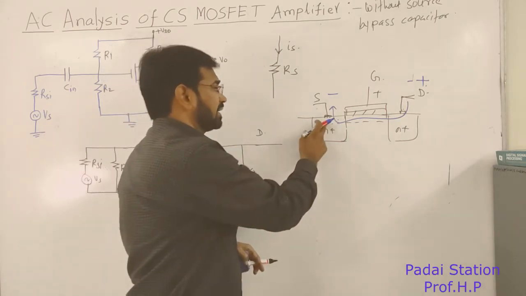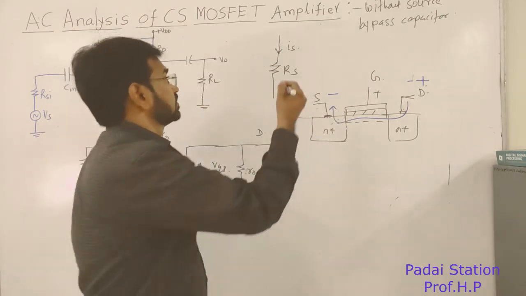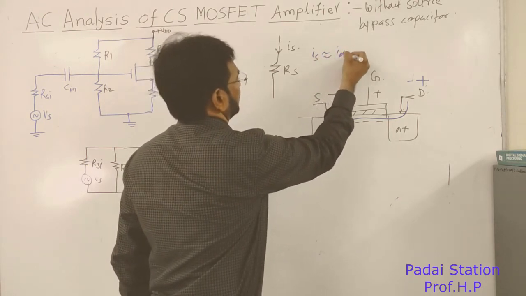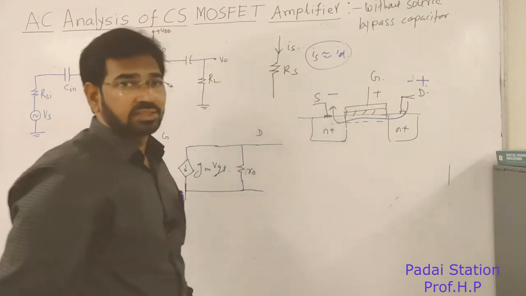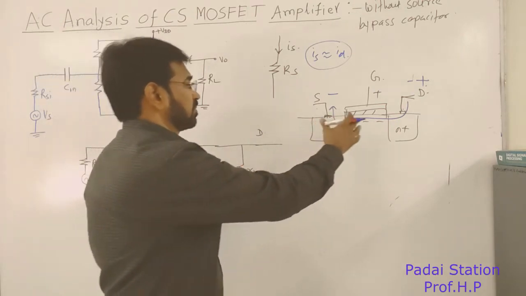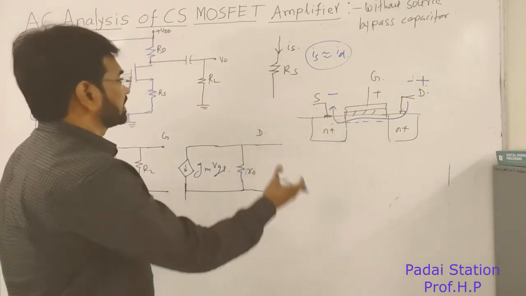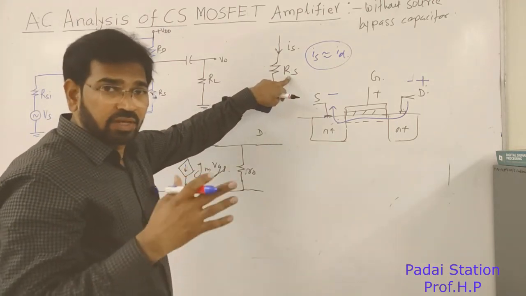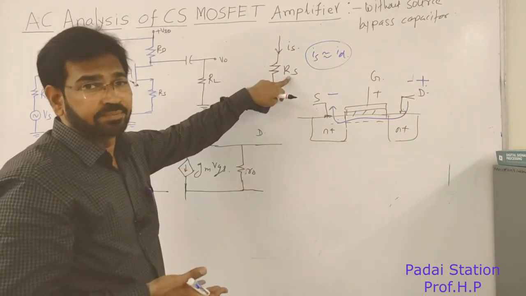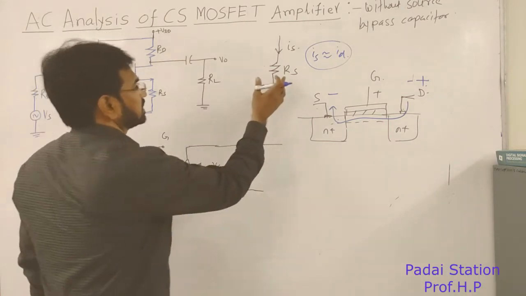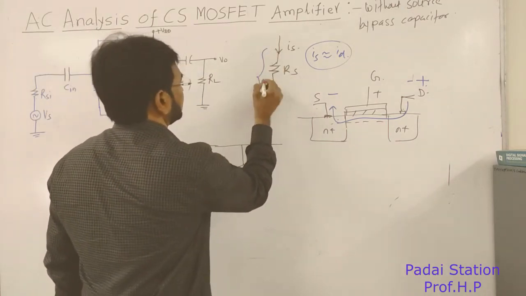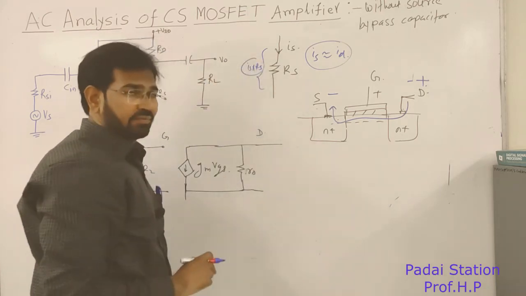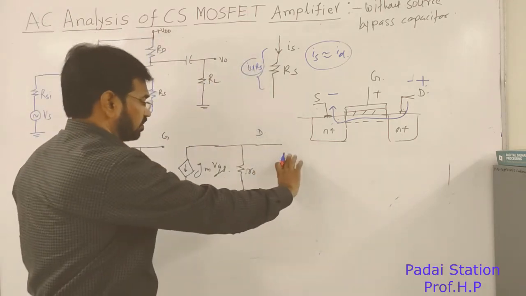Now, see, IS is approximately equal to ID. So the source current IS is approximately equal to ID, because it flows through the same channel. Any drop in the source will cause a drop in the drain. So the drop across this is IS into RS. This is the voltage drop, and definitely it is going to affect the output voltage here.